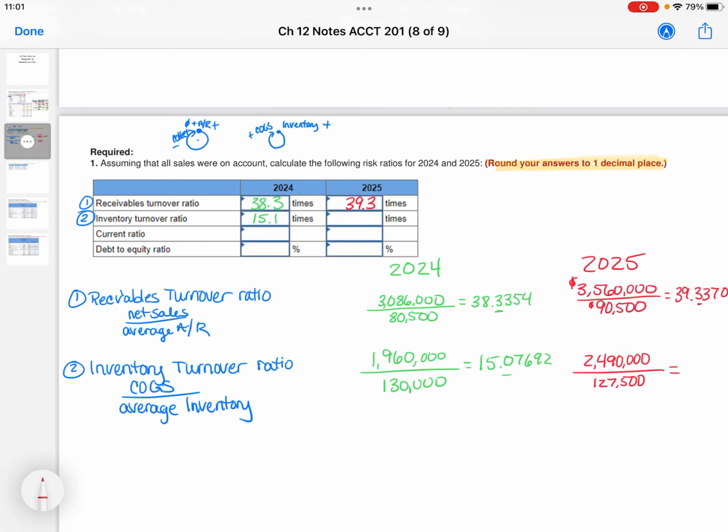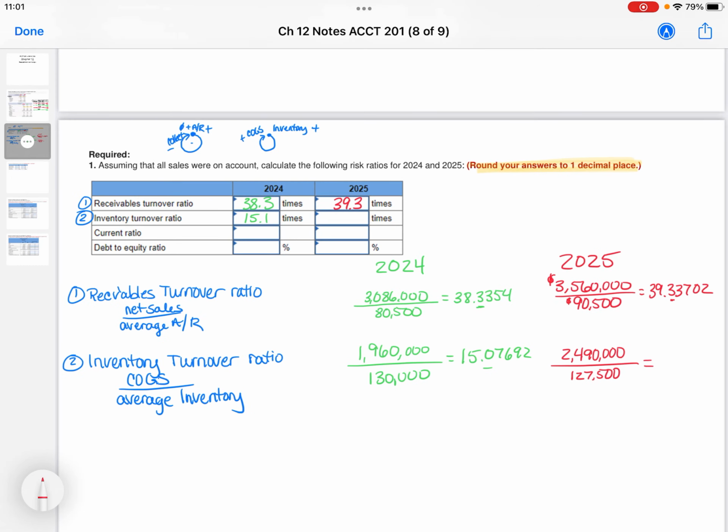So I'm looking at this and we have turned over our inventory a lot more, 19.52941. That's enough there. So 19.5 times. So we're doing really well. If we look at the trend that we're doing from one year to the next, we are increasing. So receivables, we're collecting more. Inventory, we're turning over faster. It's looking really good. Okay, the next ratio is the current ratio.